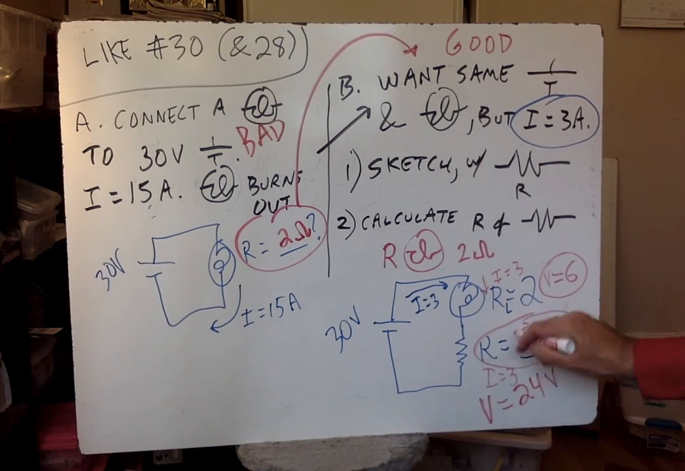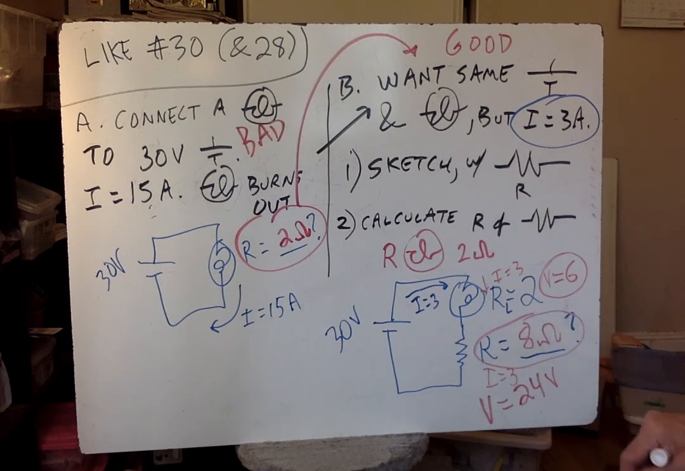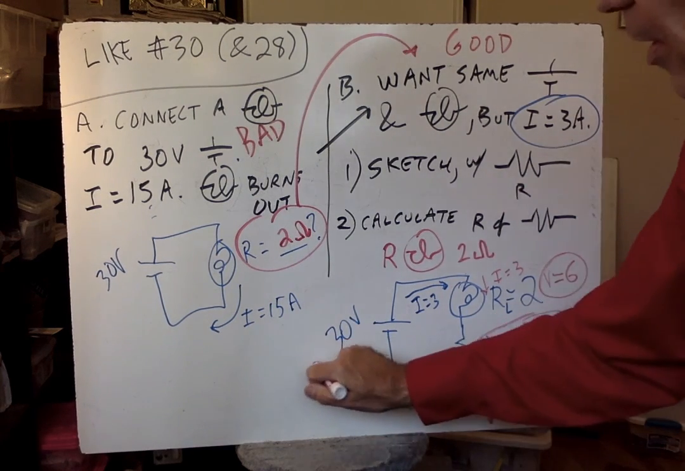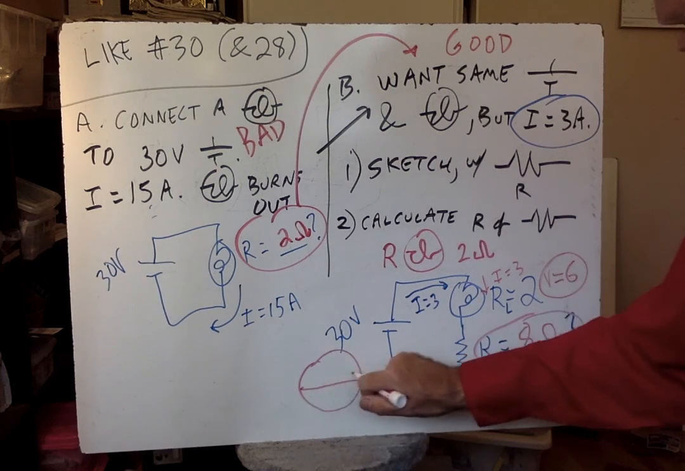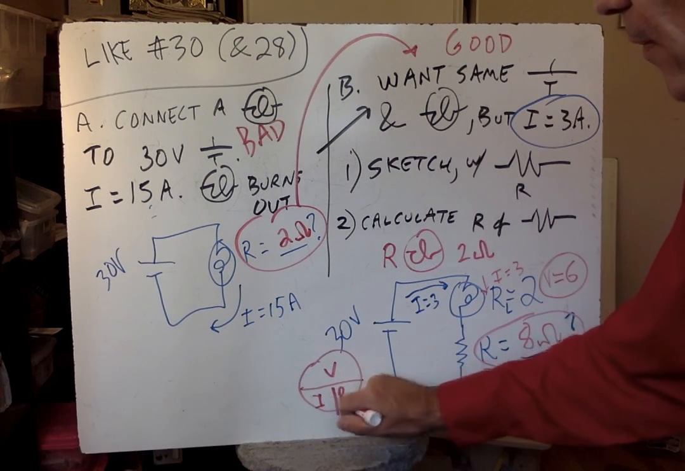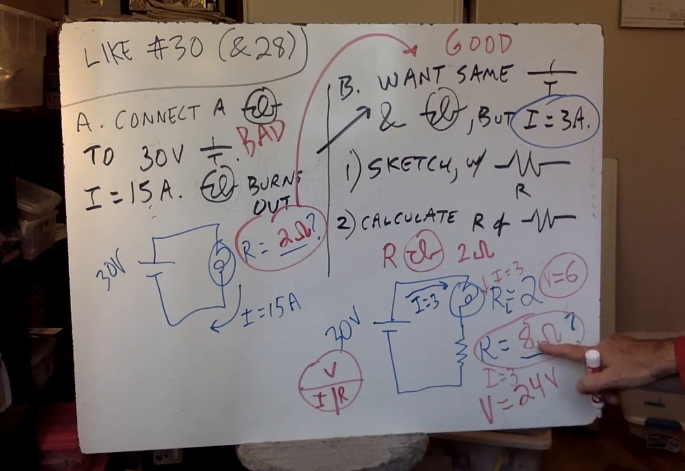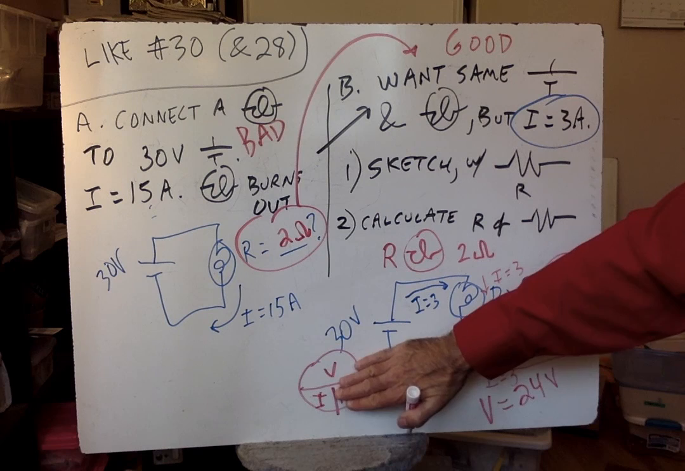So we've answered both parts of the problem. We've sketched the circuit, and we've answered what the resistance of that resistor has to be to bring the current down to the acceptable level. And remember, you can always draw the pie to make the algebra go faster. V on top, I and R side by side, and you cover up the one we want. Here we wanted R, so we cover up that, and it tells us V divided by I.